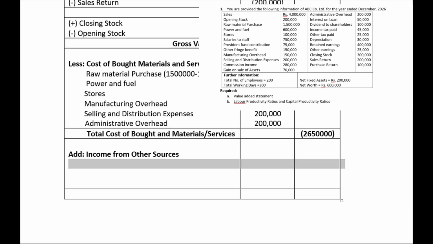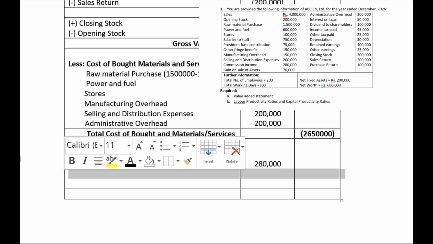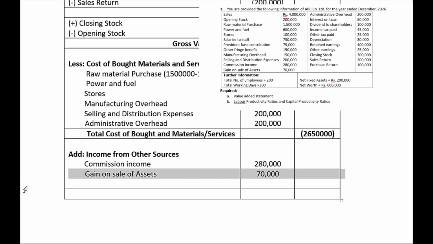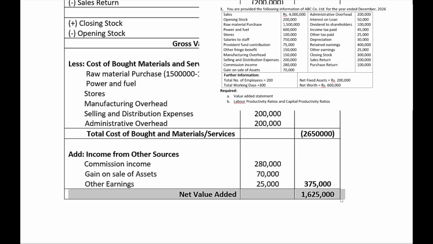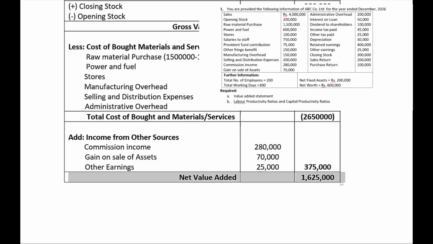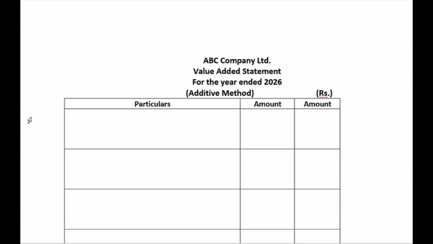Then add income from other source, which consists of commission income and other income. That means gain on sale of assets. So totaling rupees 3 lakh 75,000. So we get net value added of rupees 16 lakh 25,000.